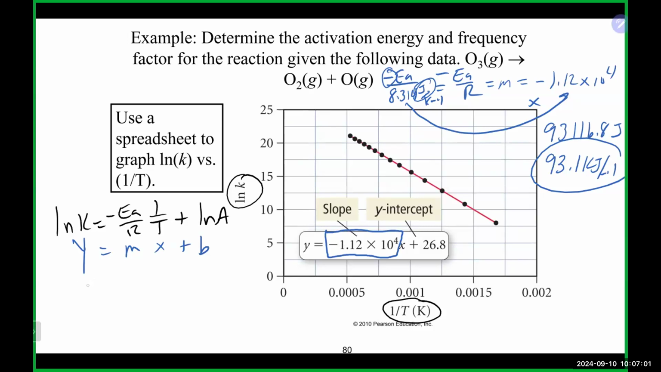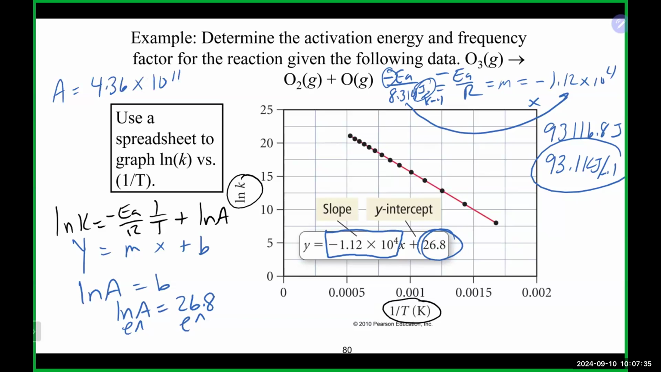Now we also can find the frequency factor, which is A. As we can see here, the natural log of A will equal our y-intercept. Coming from our equation, our y-intercept is 26.8. That's going to give us the natural log of A is equal to 26.8. We're going to e both sides. The e on the left will get rid of the natural log, and we'll do e to the 26.8. That is going to give us a frequency factor of 4.36 times 10 to the 11.